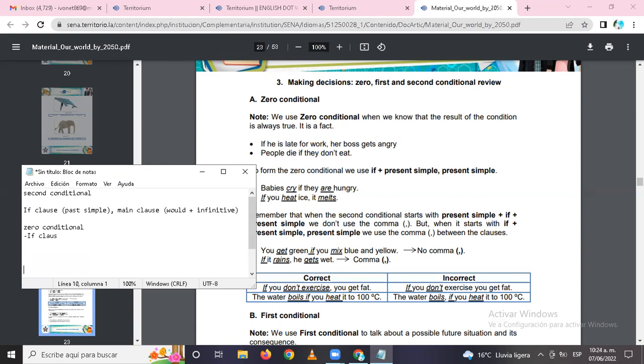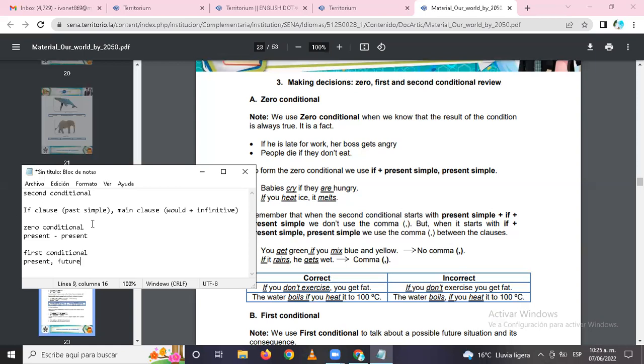Well, okay, I will help you. So remember that zero conditional is present. And the first conditional is present and will. Present and future will. Good. That was the question.